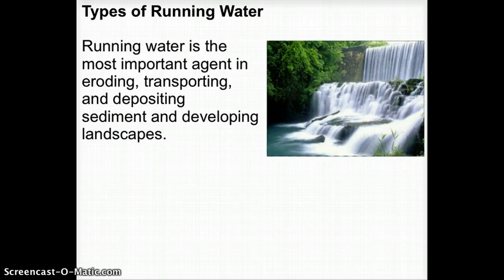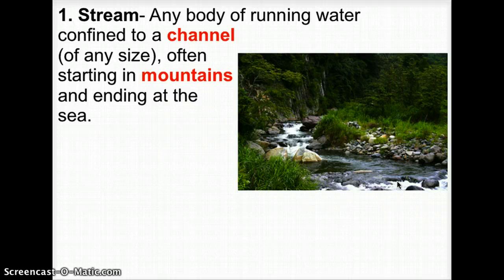The first thing that we're going to talk about are types of running water. Running water is the most important agent in eroding, transporting, and depositing sediment in developing landscapes. The first thing we're going to talk about is a stream. An important thing to note about a stream is that they rarely dry up. They are a channel along which water is continually flowing down a slope.